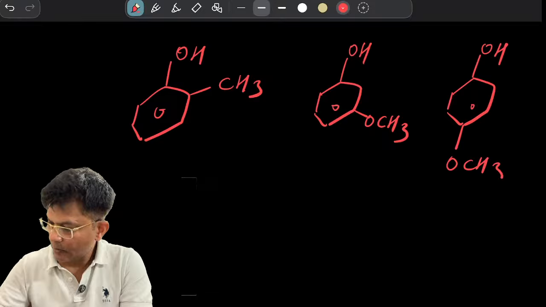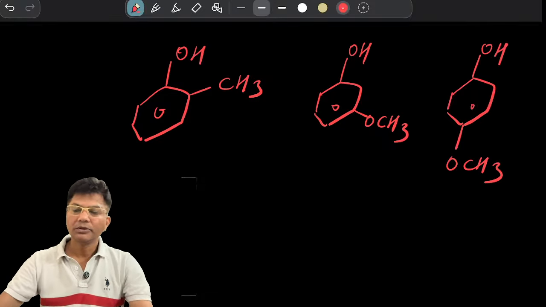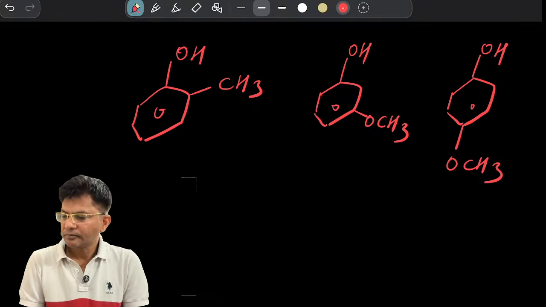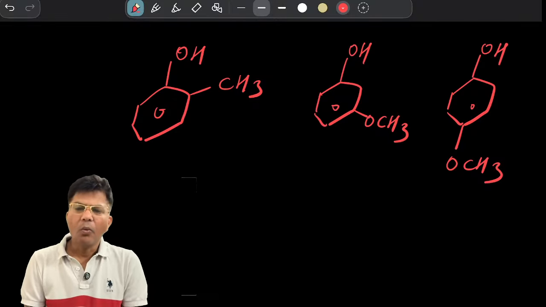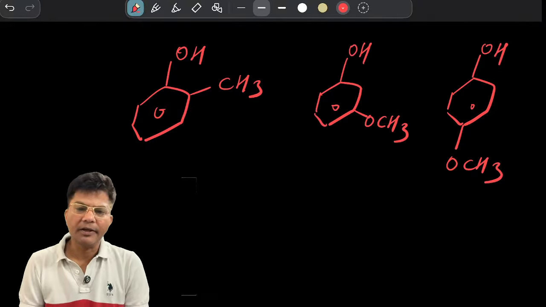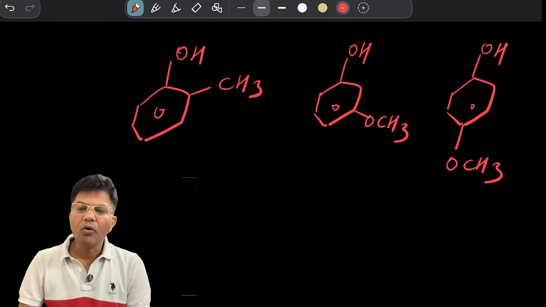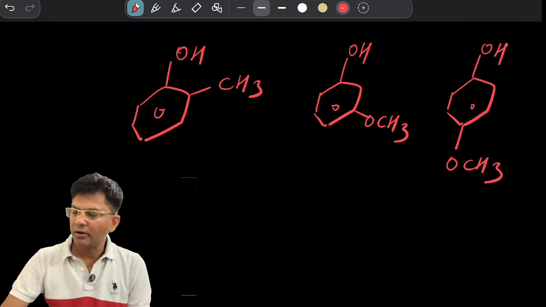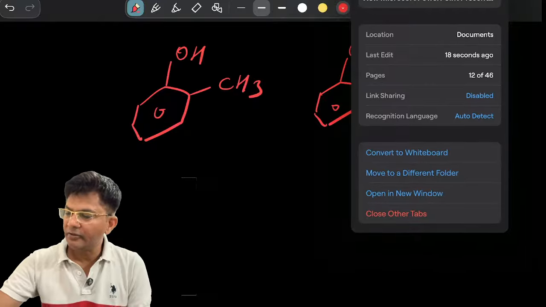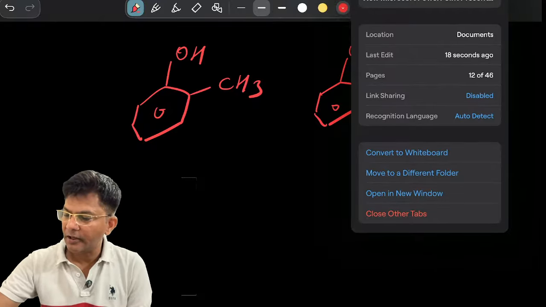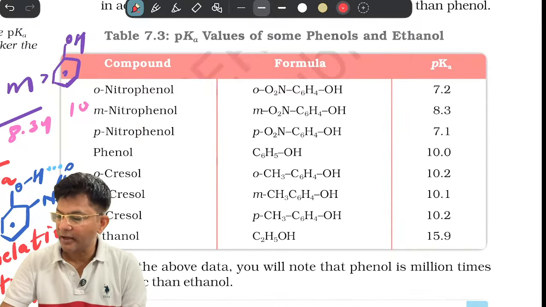Now, you apply your brain. Now, my dear students, one thing is not clear to me. Should I tell you which thing is not clear to me? Let's see. These all are ortho, meta and para cresol. Now, if I show you the NCERT, one point is not clear to me. What is that? Just see.